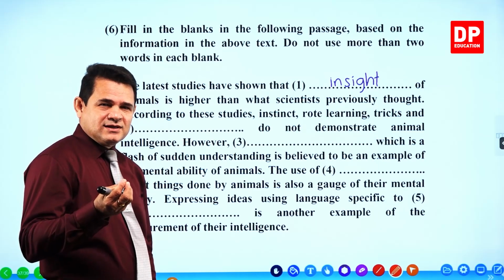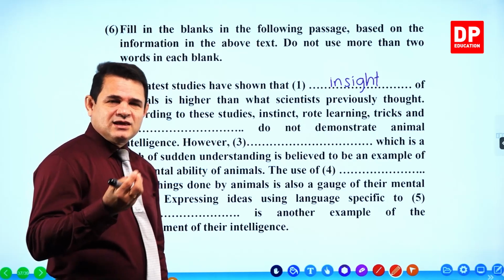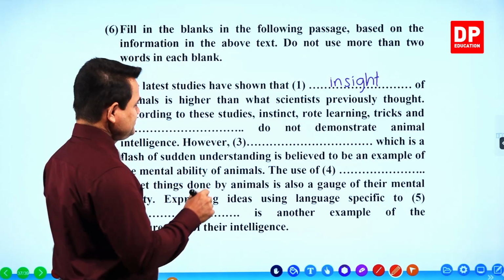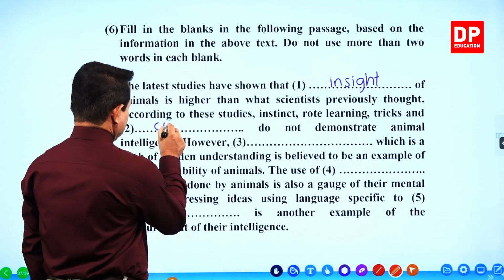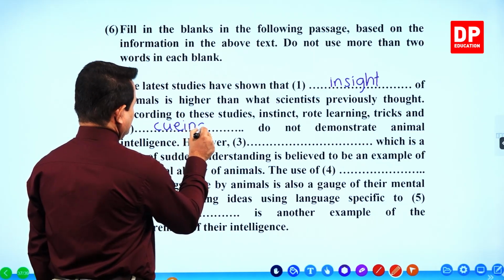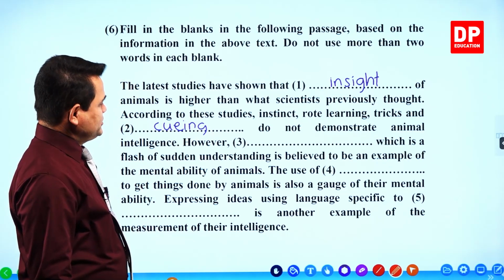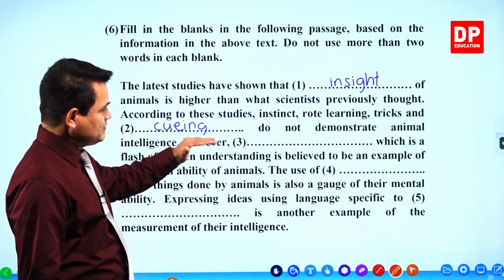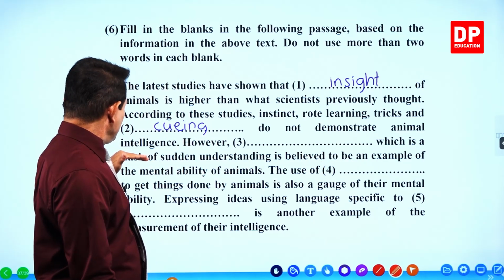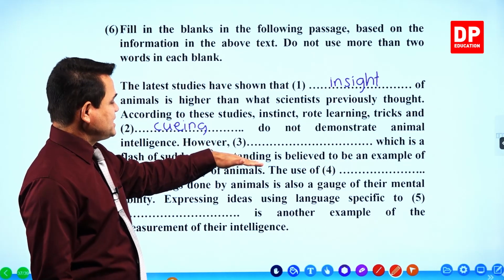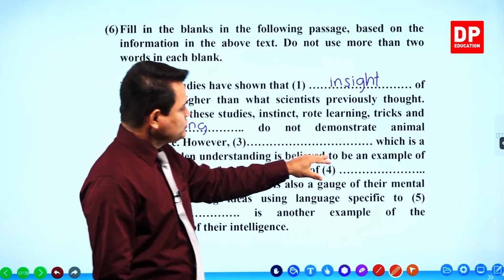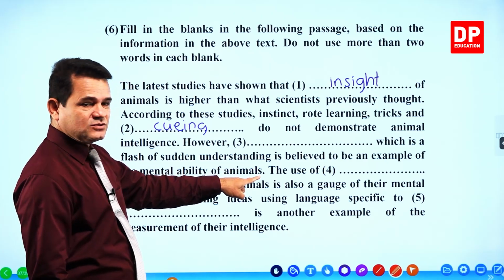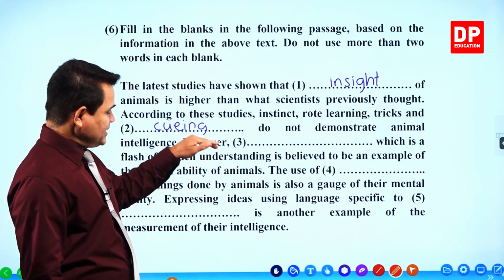මොකක්ද එන? ඉංගියක් දෙනවට කියන්නේ. Yes. Q එකක් දෙන Q කියන්නේ a little hint. Giving cues do not demonstrate animal intelligence. However, කෙසේ වෙතත් blank, which is a flash of sudden understanding, is believed to be an example of the mental ability of animals. What does it mean then?